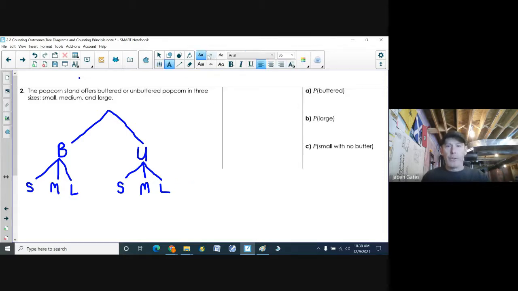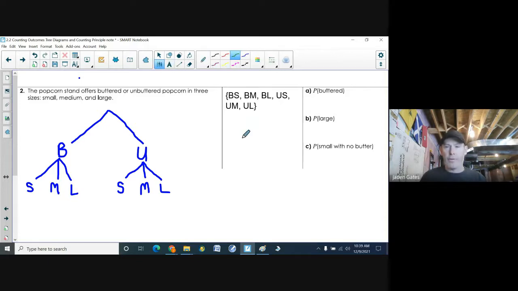Now, our sample space. Again, that's where we have my funny looking brackets. Let's see, we'll go down the buttered route. That's my route anyways. That's what I'd be all about. Same with my family. I could get a buttered and then a small, buttered then a medium, or buttered then a large. You go the unbuttered route: unbuttered and small, unbuttered and medium, or unbuttered and large. And there's our sample space. So there is, let's see here, 1, 2, 3, 4, 5, 6 possibilities.